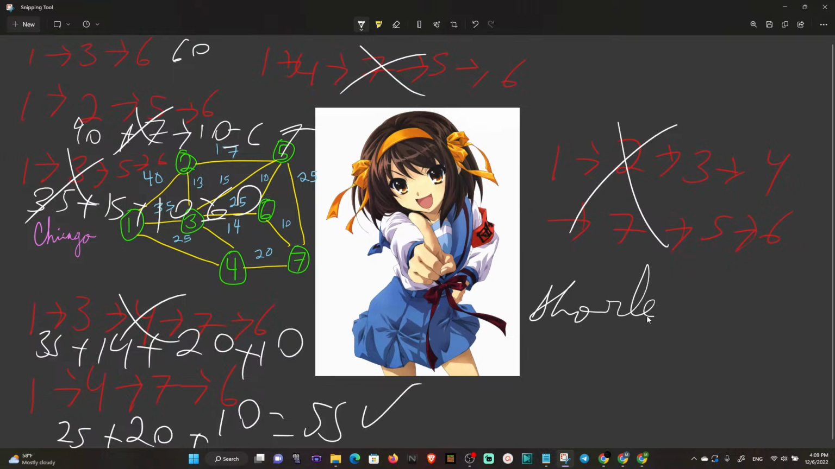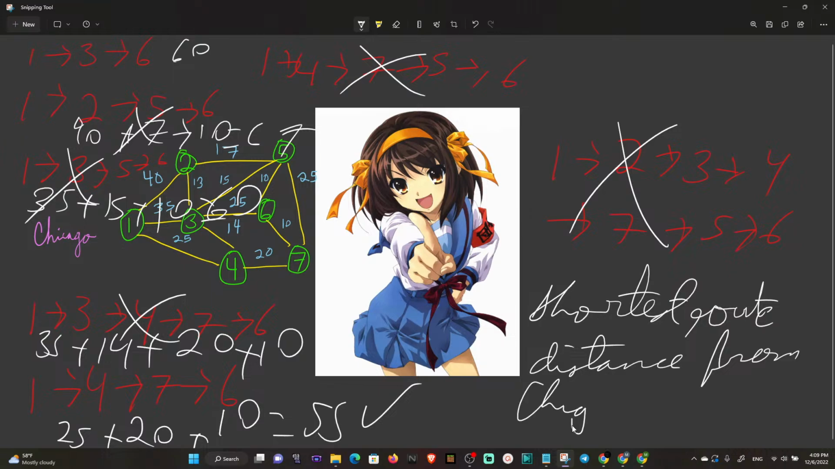Shortest route distance from Chicago, node 1 to node 6 is equal to 55. Does that make sense, Hansen? Yes. Good. And that's the end of question 7.